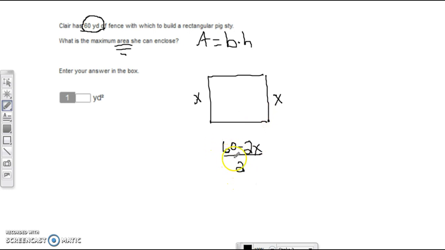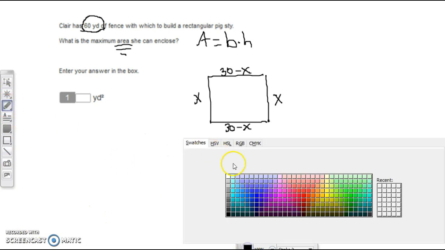So you could leave it like that, or you could rewrite that as 30 minus x. So each of these sides has to be 30 minus x. Now let me put that in perspective for you. We're not going to go through and guess and check all of these. That would take us forever.